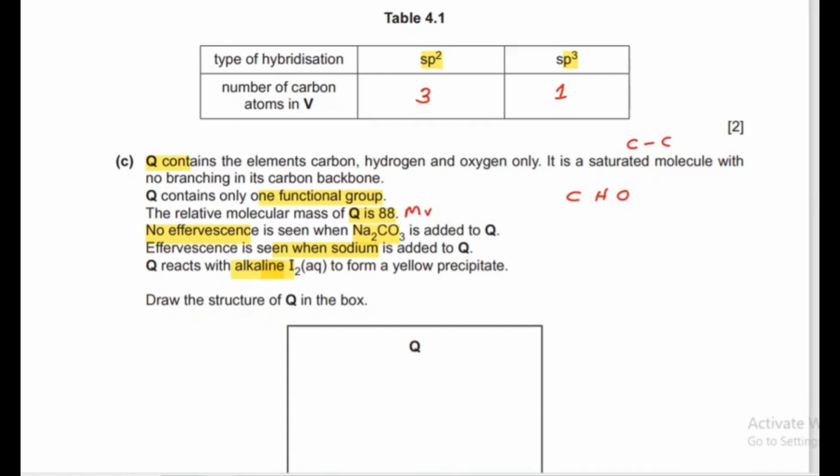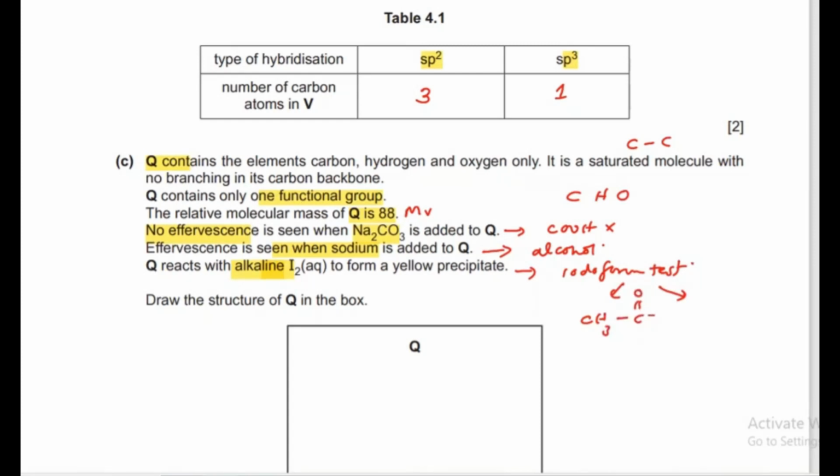No effervescence is seen when sodium carbonate is added to this. It means that a carboxylic acid is not there, because sodium carbonate produces carbon dioxide effervescence with an acid, so there is no acid. Effervescence is seen when sodium is added to the Q. This is the property of an alcohol, because alcohol can produce effervescence of hydrogen with the sodium metal, the reactive metal. Then Q reacts with alkaline iodine to form a yellow precipitate. This is an iodoform test. The iodoform test confirms the presence of either a methyl ketone, CH3C=O.